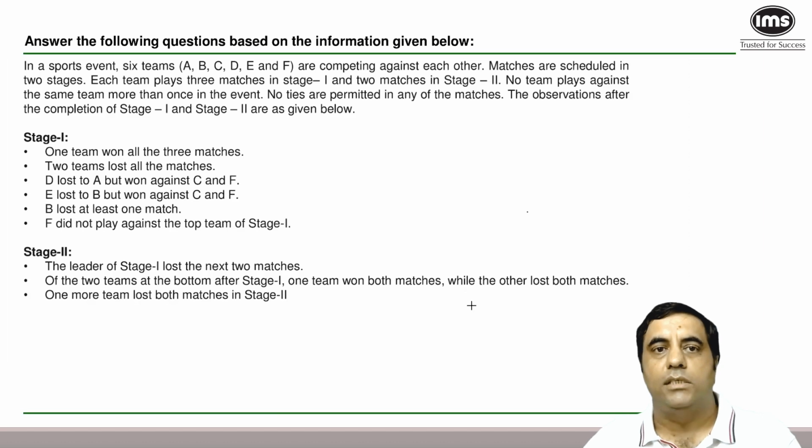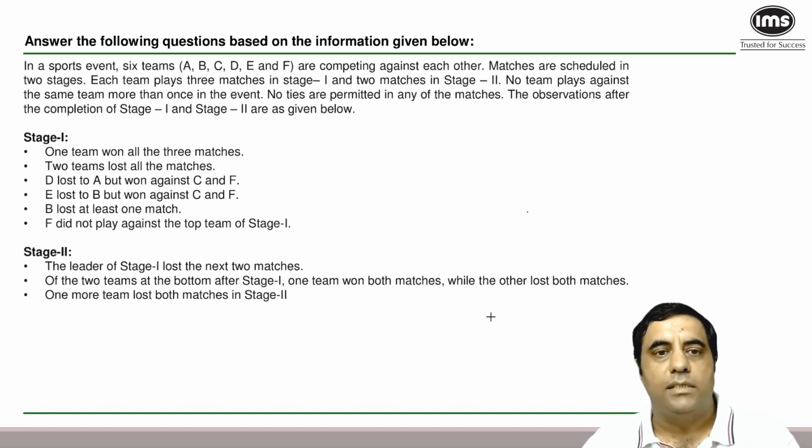Answer the questions based on the information given below. In a sports event, 6 teams, A, B, C, D, E, F, are competing against each other. Matches are scheduled in 2 stages. Each team plays 3 matches in stage 1 and 2 matches in stage 2. No team plays against the same team more than once in the event. No ties are permitted in any of the matches. That means there is always a result. The observations after the completion of stage 1 and stage 2 are as given below.